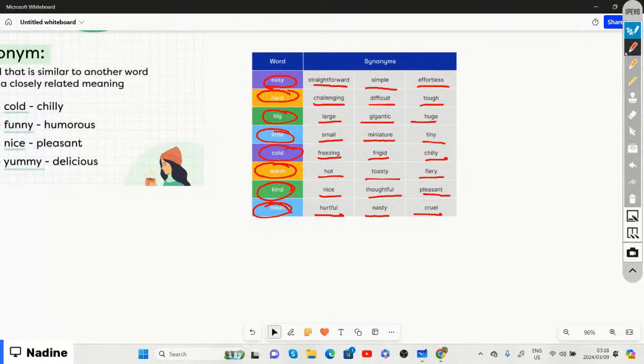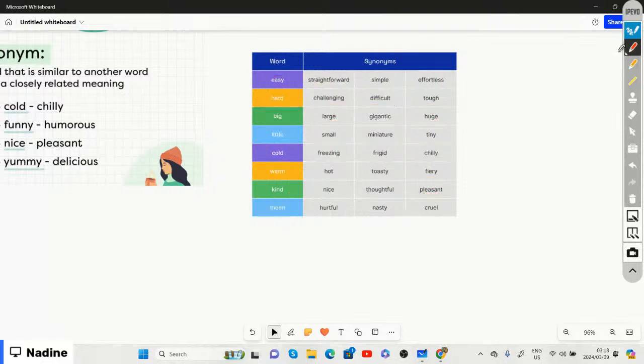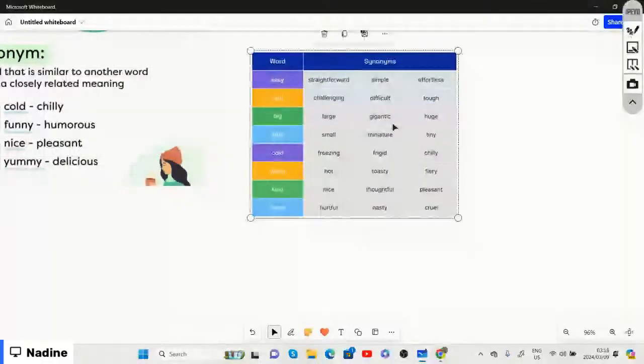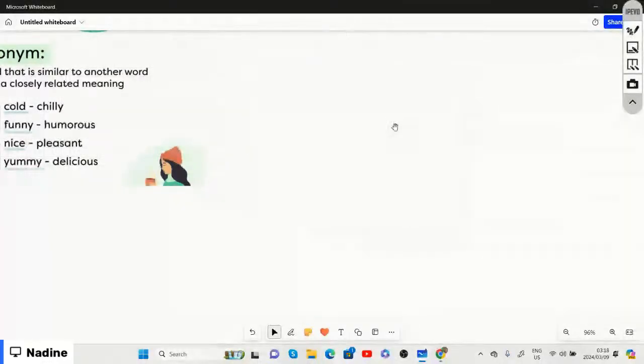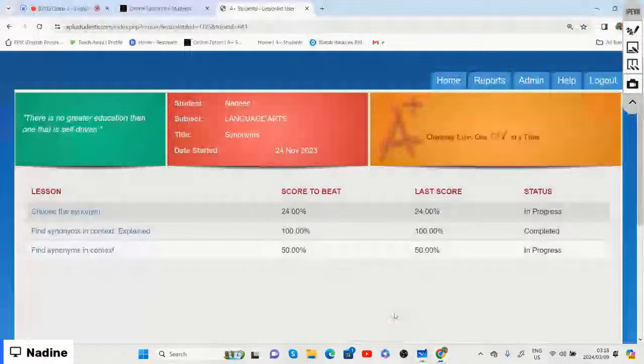All right, so these are synonyms, right? And now we're going to the first lesson, which is to choose the synonym.